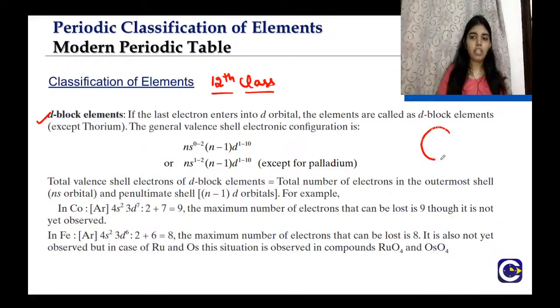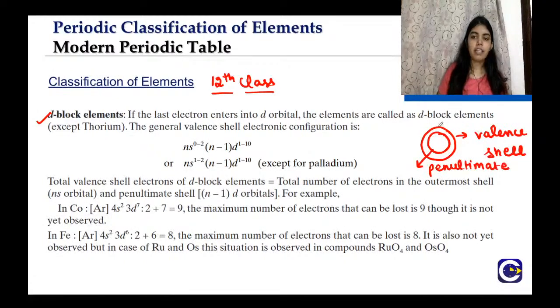See, the outermost shell is known as the valence shell. The shell next inside to the valence shell is known as the penultimate shell. And the shell inside the penultimate shell is known as the anti-penultimate shell. So the outer one will be called the valence shell, inside it the penultimate shell, and inside the penultimate shell the anti-penultimate shell.